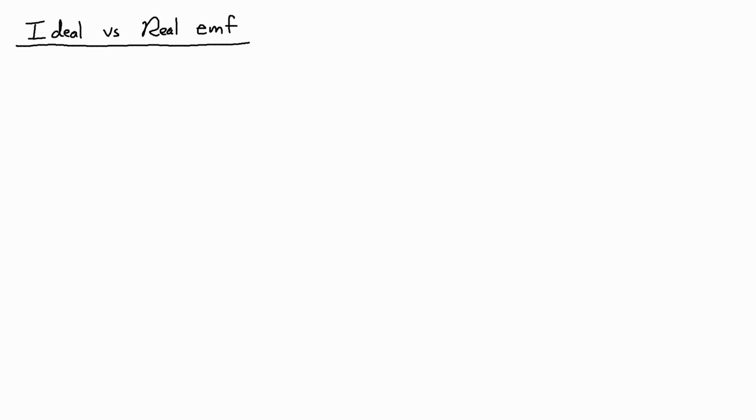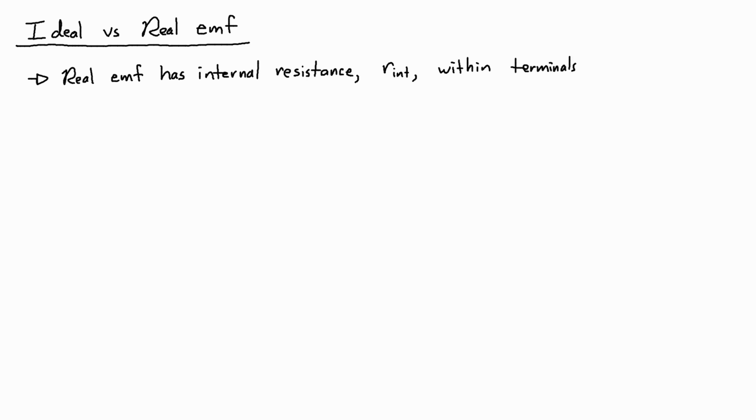The last thing that I'll talk about before getting into DC circuits with capacitors is this idea of an ideal versus real EMF. Up until now, every time we talk about an EMF, we can assume that it's ideal. And so we're really just introducing the idea of a real EMF. And a real EMF has an internal resistance, R int, within the terminals.